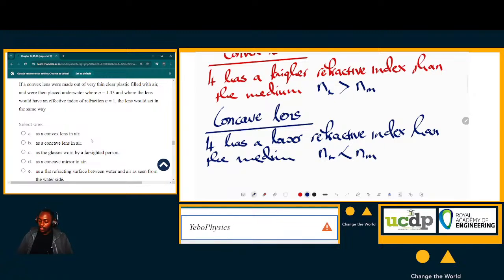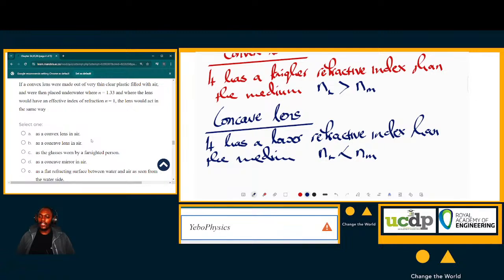All right, for it to act as a concave lens. So now what does the question say? We have a convex lens made of very thin plastic, so it's filled with air. Air has a refractive index of 1. And because the plastic is very thin, it's assumed that its contribution is negligible.